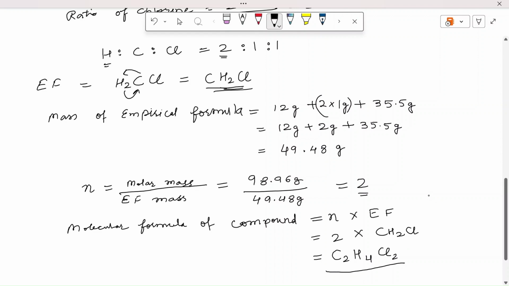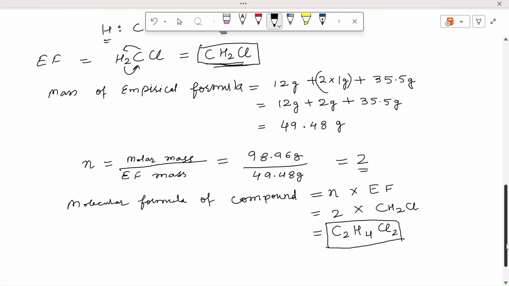And the empirical formula is CH2Cl. So these are the only two things which were asked from us, that is, calculate the molecular formula of the compound and the empirical formula of the compound. So this justifies our answer. This is how you have to calculate these kinds of questions which are given in your chemistry book.